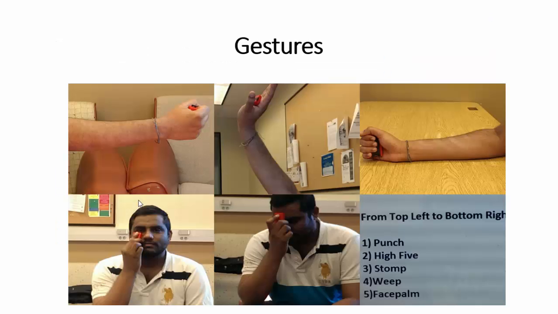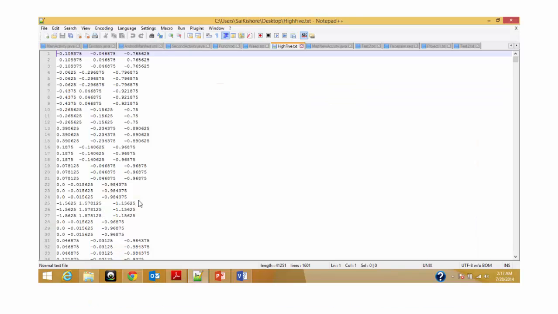We support 5 gestures: punch, which represents the user is angry; high five, which represents user is happy; stomp, which represents user is irritated; weep, which represents user is sad; facepalm, which represents the user is worried. For training data, we have collected 24 samples of data for each gesture by 5 different users.